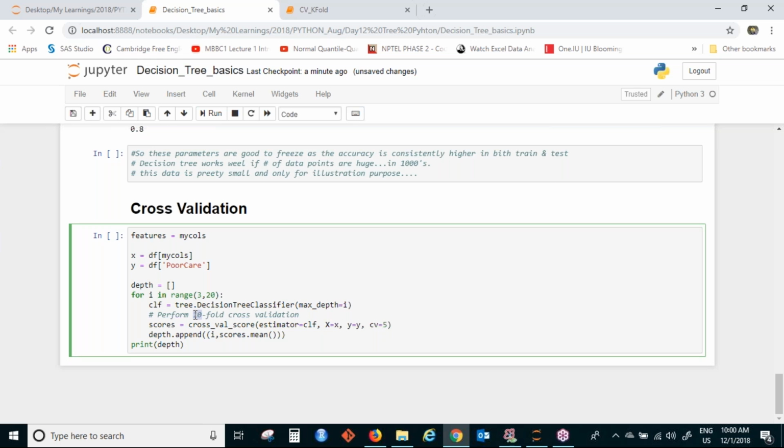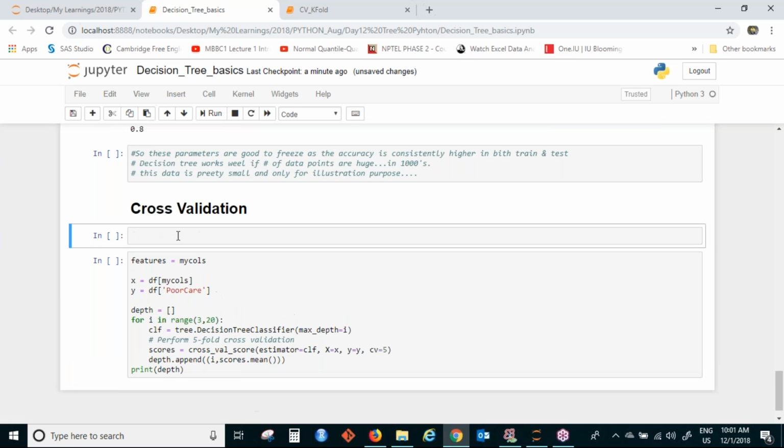We usually take 5 or 10. If your data is big, you take 10. If your data is small, you take 5. I'll take 5 here because the data is small. And then you use the cross_val_score function. Before using this, I'll have to import it. Let me import this function.